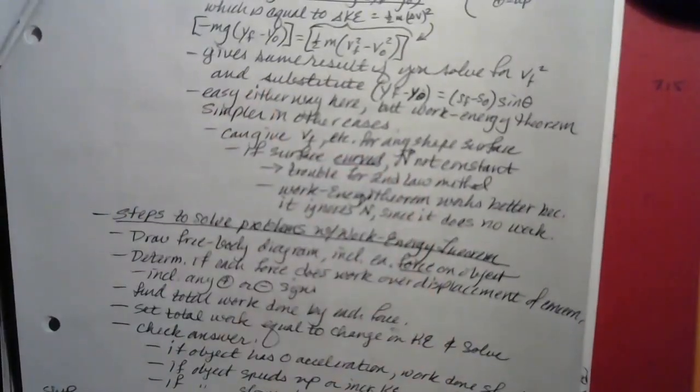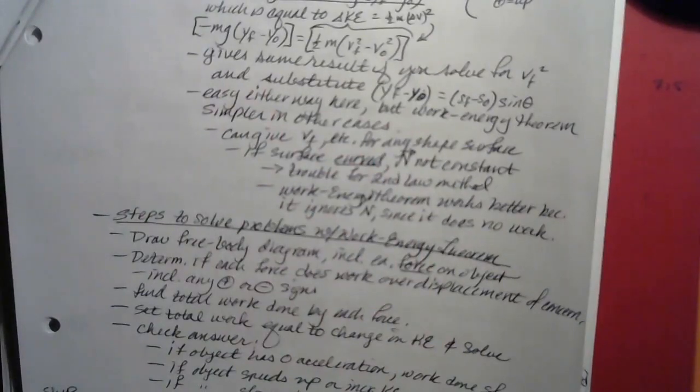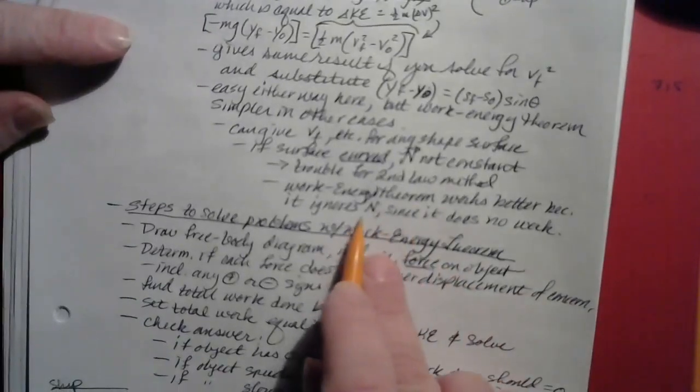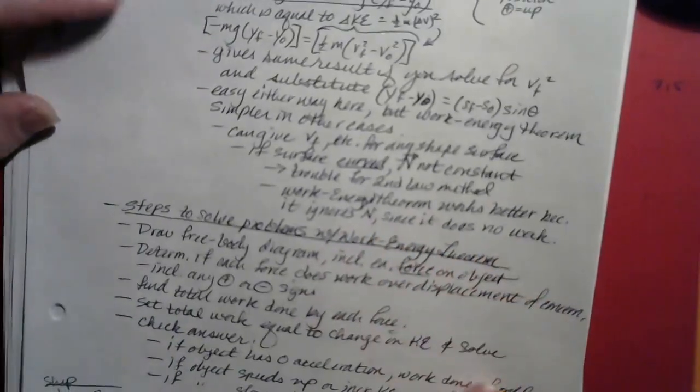In this case, it didn't really make it much easier. In fact, because we had to derive these equations, it could even be considered harder. But there are other situations where it definitely would make it easier. For instance, if the surface of the ramp were curved instead of being straight. In that case of a curved surface, the normal force is not constant, and that would be big trouble for trying to use the kinematic method or the second law method. In that case, using this work energy theorem would be quite a bit easier, because it ignores the normal force, since the normal force doesn't do any work.